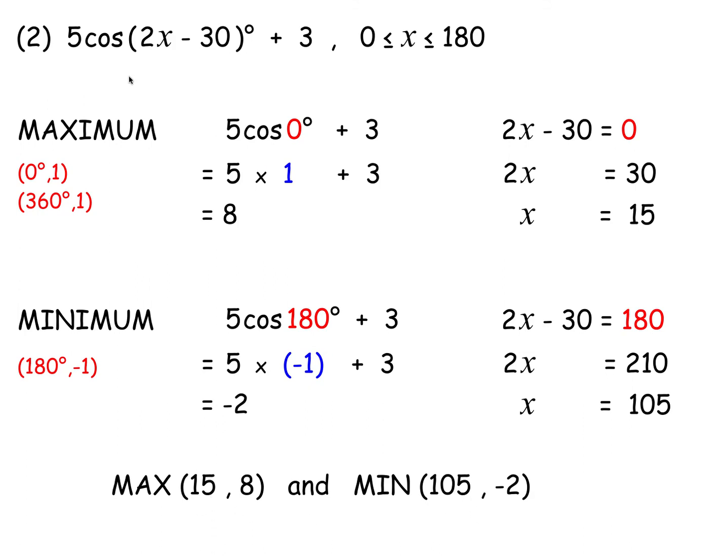So trig expressions, you just got to decide, is it sine or cosine? In the case of the sine, you want the brackets to be 90 and 270. In the case of the cosine, you want the brackets to be 0 or 180.